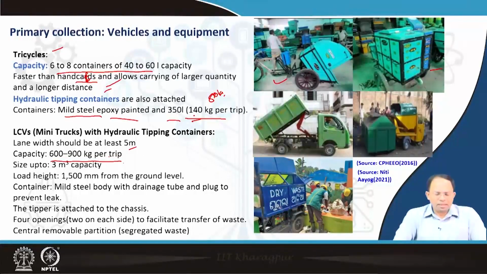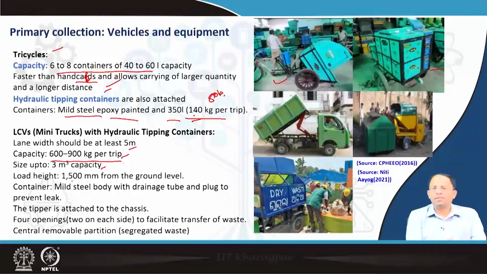So what it means is that if the density is low, then it's probably better to go with LCVs, right? Because there is significant travel involved between the collection points, okay? Or suppose you are collecting garbage from community bins, then also an LCV is probably better than a tricycle. But usually when we collect from garbage bins, we send even larger vehicles, with size up to 3 meter cube capacity.